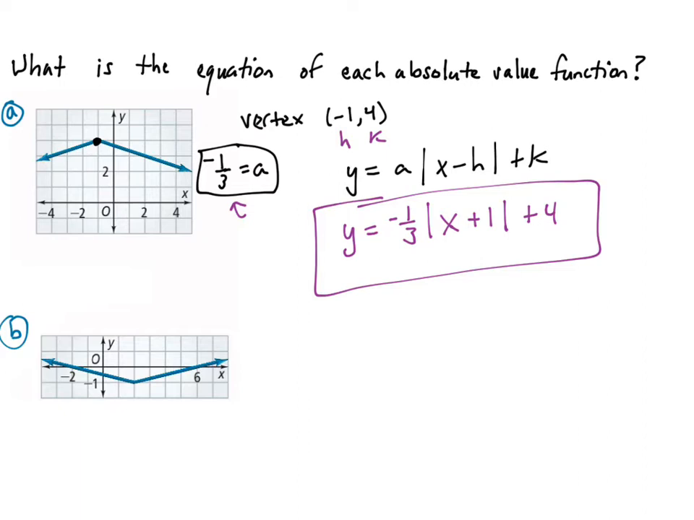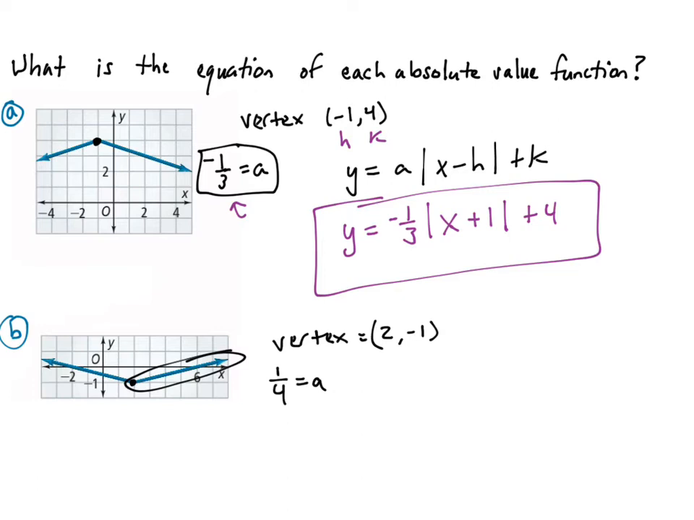Question B, same idea. Start by locating your vertex. The vertex is at the point (2, -1), so there are our h and k values. Our right branch goes from having a slope of 1 to up 1, right 4. So that's a 1/4 value, and our a value is 1/4. Now we can write our equation.